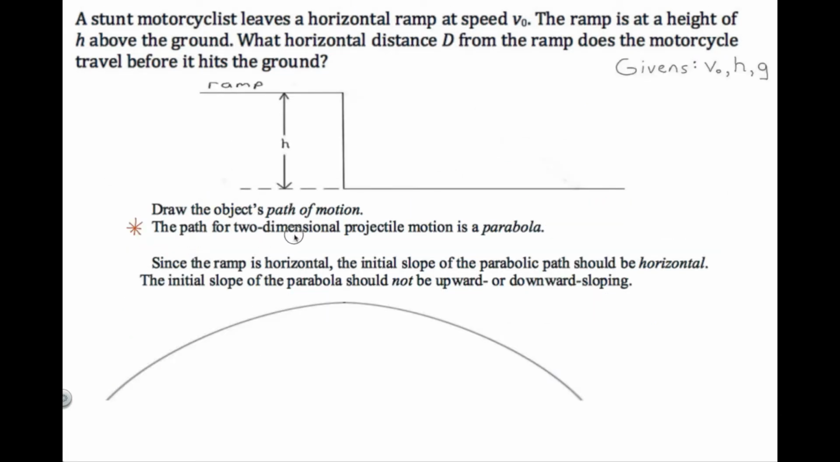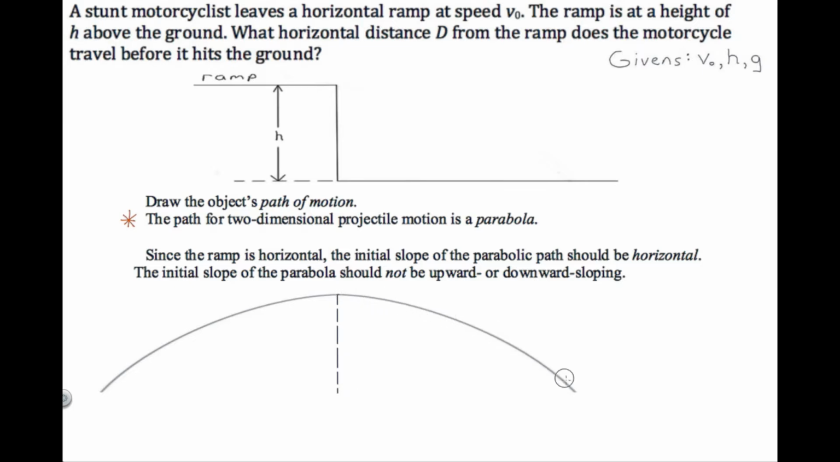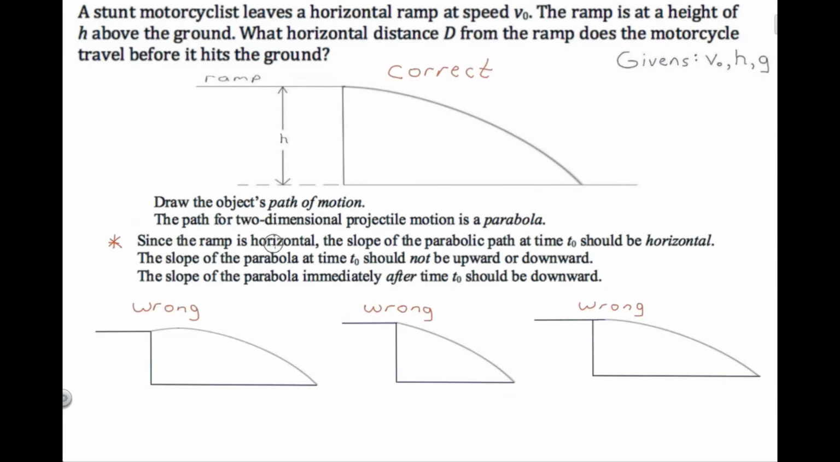The general path for two-dimensional projectile motion is a parabola. Since the ramp is horizontal, for this problem, the path of motion will include only the right half of this parabola, like so. Since the ramp is horizontal, the slope of the parabolic path at time t0 should be horizontal. The slope at time t0 should not be upward, and should not be downward. The slope of the parabola immediately after time t0 should be downward, and should not be horizontal.